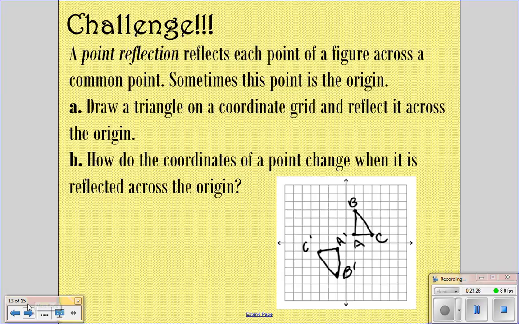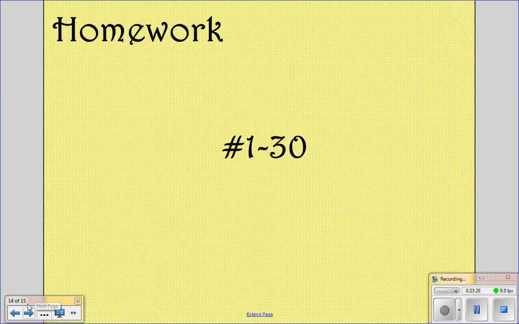So that is lesson 74. You need to make sure to do your homework 1 through 30 tonight so that we can go over any questions that you have tomorrow.